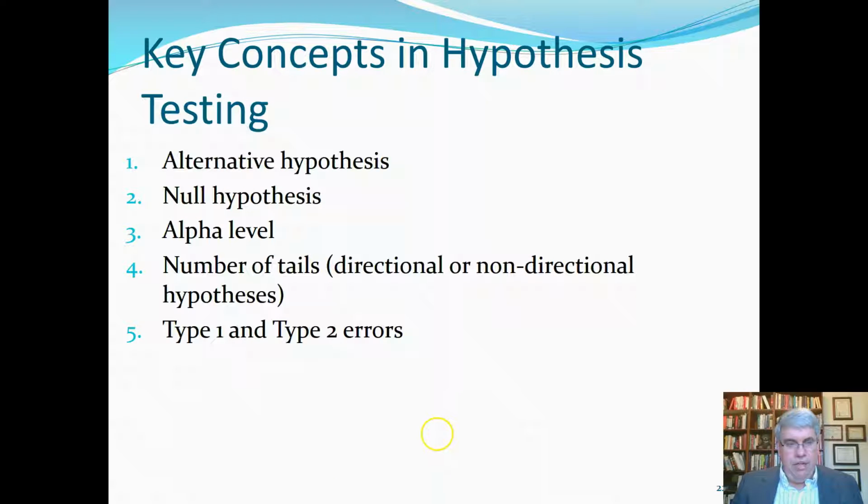Now, we're going to look at several key concepts in hypothesis testing. We're going to look at the alternative hypothesis, and that's what we want to look at. We're going to look at the null hypothesis, which is the opposite of what we want to test to see if it's true. The alpha level, which is kind of like our criteria for whether something is worth writing home about or not. We're going to look at the number of tails, whether we have a directional or non-directional hypothesis, and we're going to look at type 1 and type 2 errors.